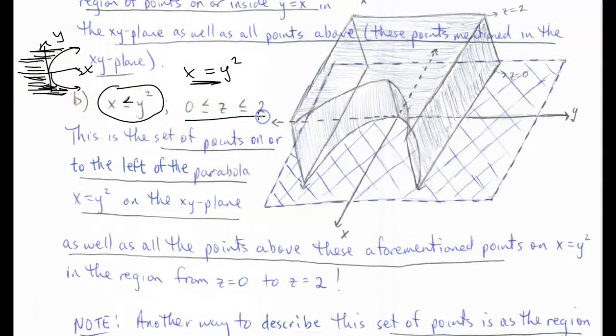But notice here that we also have that z can be anywhere from 0 to 2. So that means we have all these points that are not just on the xy plane, but points that are above it up until we get to z equals 2. And that's what this particular region of points would look like.